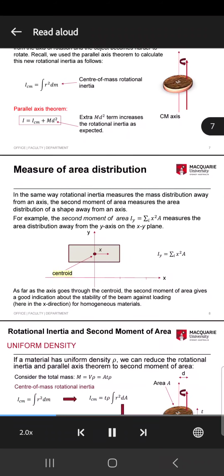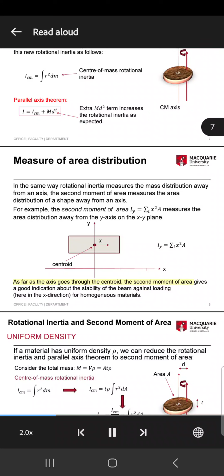Measure of area distribution. Centroid. As long as the axis goes through the centroid, the second moment of area gives a good indication about the stability of the beam against loading.